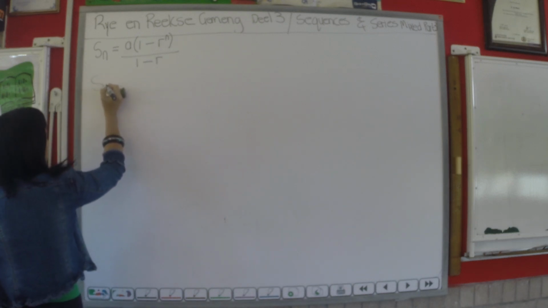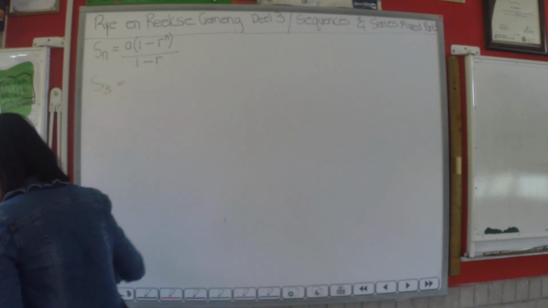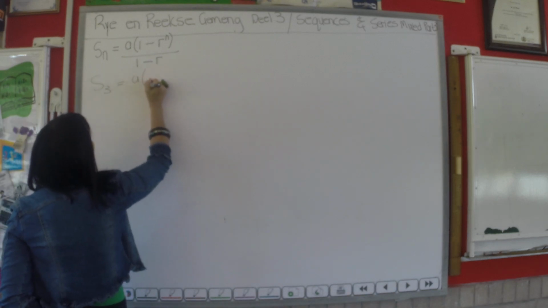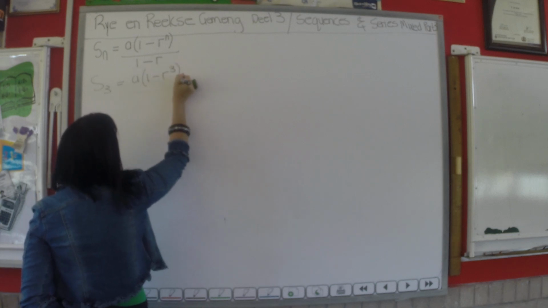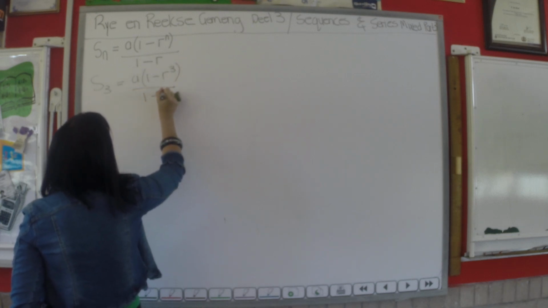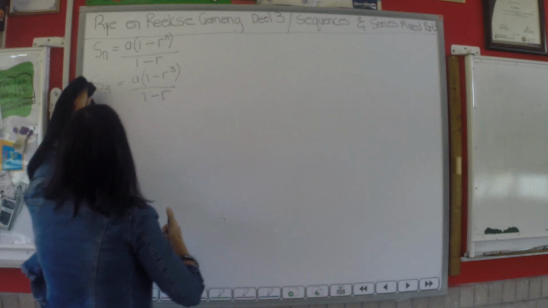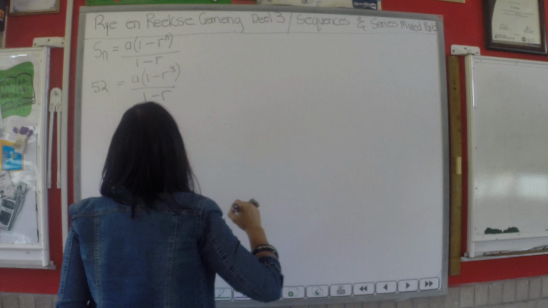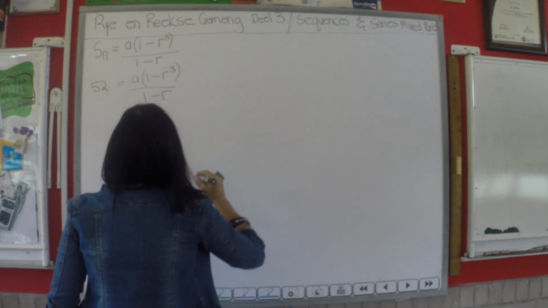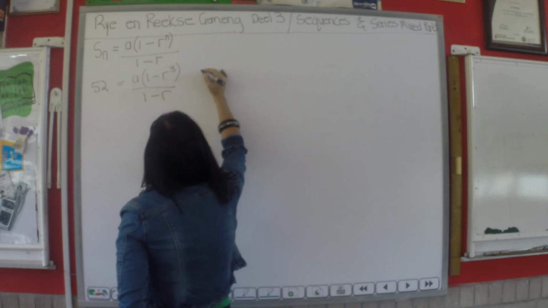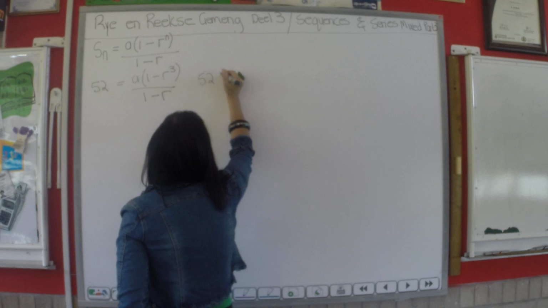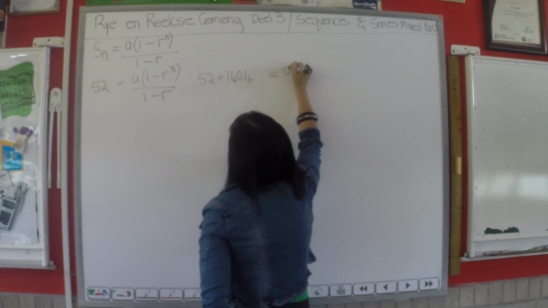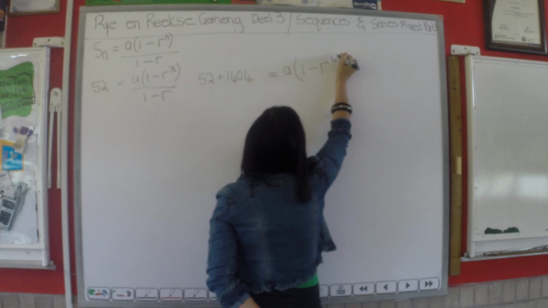The sum of the first 3 terms equals 52. So we could write this as the first 3 terms, that gives me 52. And then the next 3 terms give me 1404. So we can write down the sum of the first 6 terms as 52 plus 1404, and that's going to equal the sum of the first 6 terms.